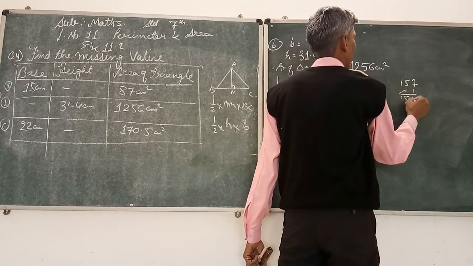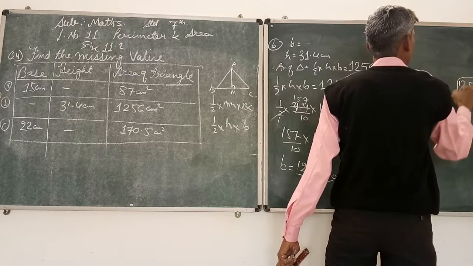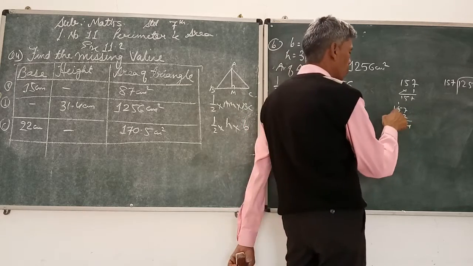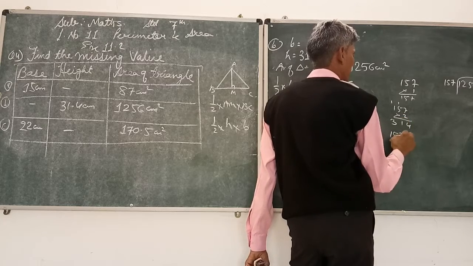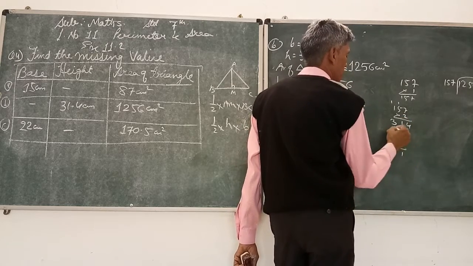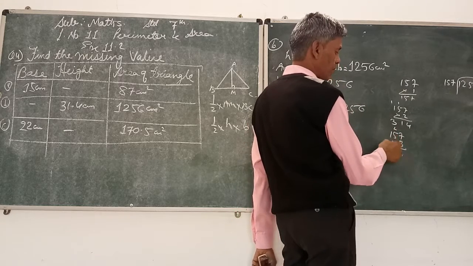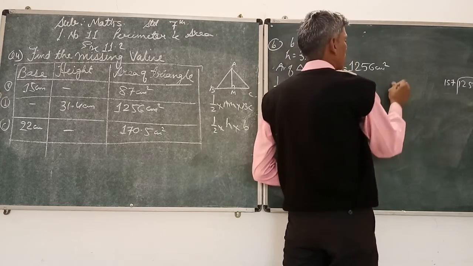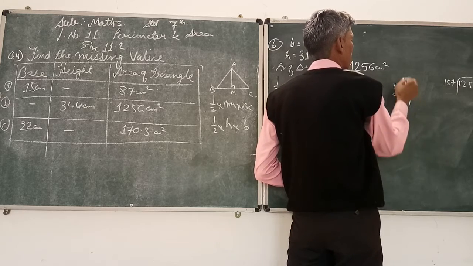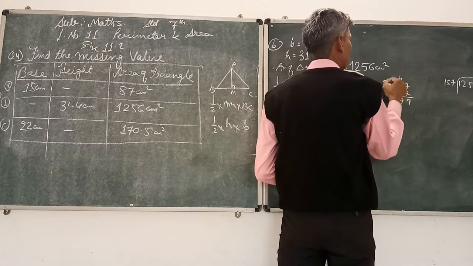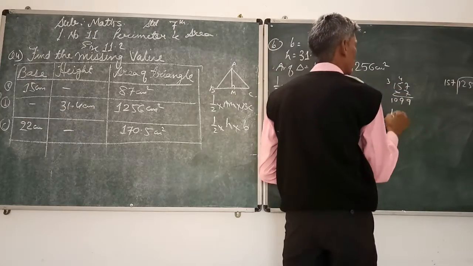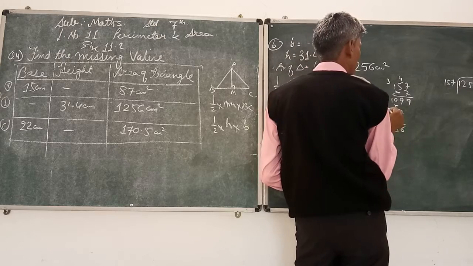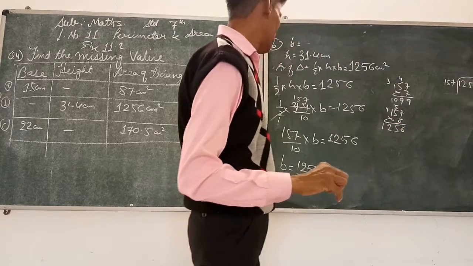157 is very small, so we have to divide 1256 by 157. 157 times 2 is 314, 3 times is 471, still it is not coming, then we take the bigger number. 157 times 8: 8 7s are 56, 8 5s are 40 and 5 is 45, 8 1s are 8 and 4 is 12. That means it's coming in 8's table.